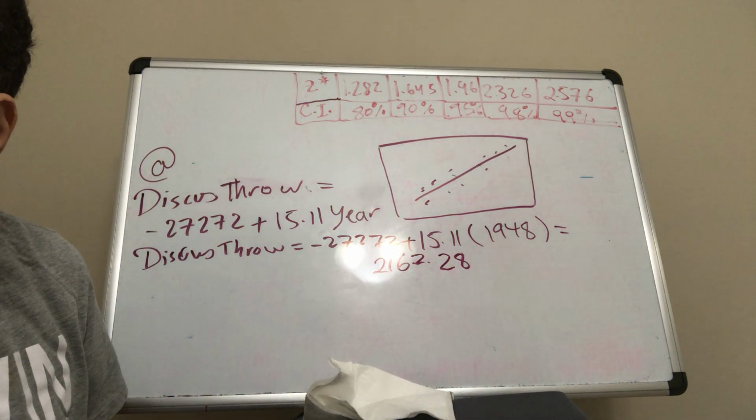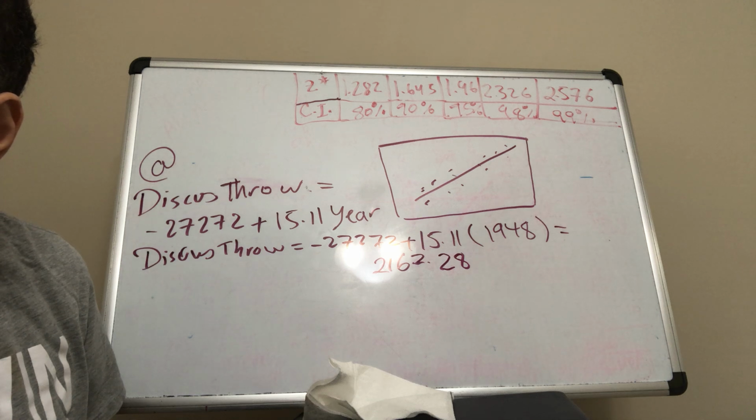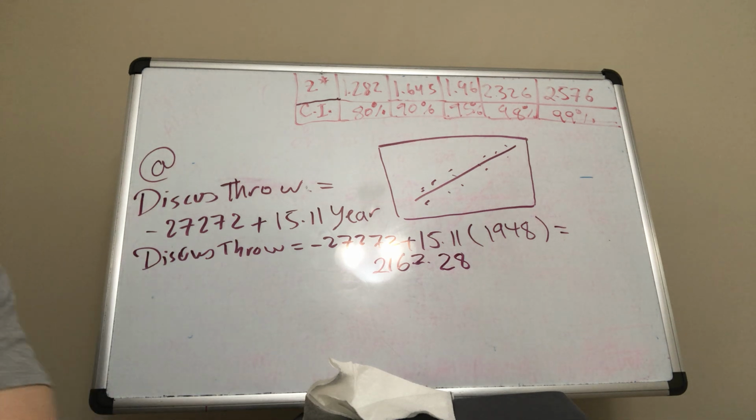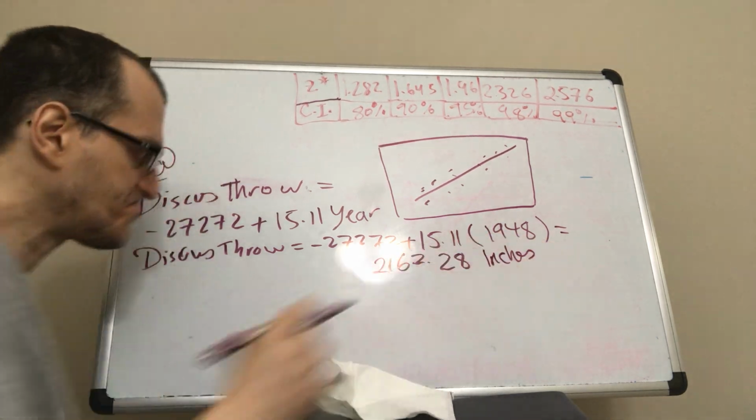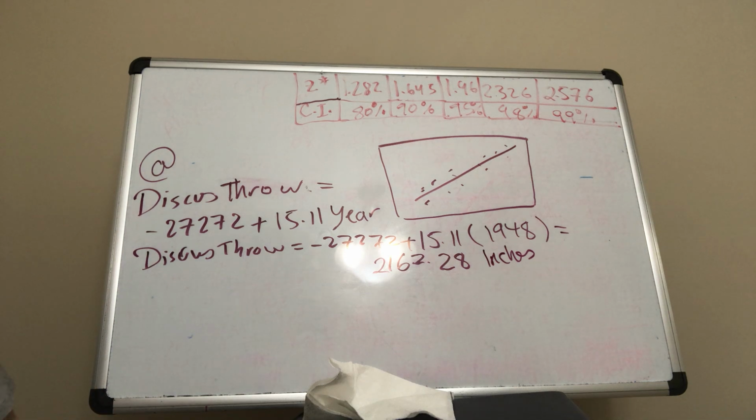They should tell you in the Minitab output that the unit of measurement for the distance is inches. So this is in inches. Okay, so we calculated this.